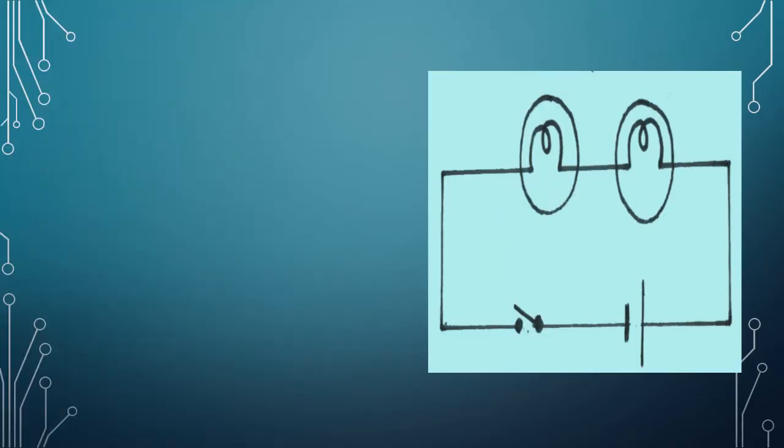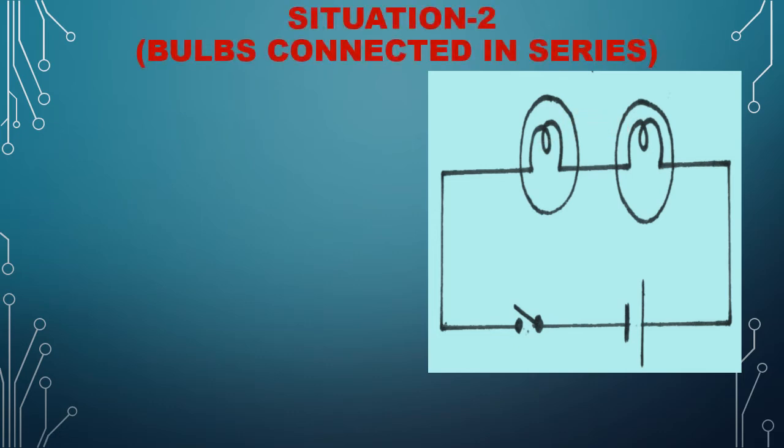In this situation, observe here. There are two bulbs. Are they connected in series or parallel? There is only one path. That means they are connected in series. So in the next situation, bulbs are connected in series.